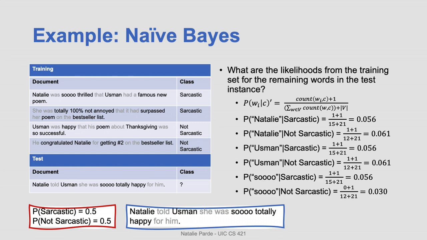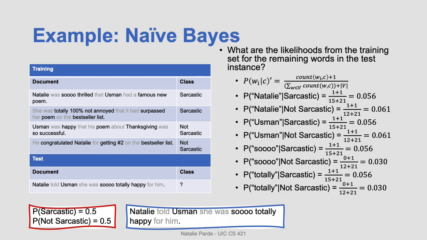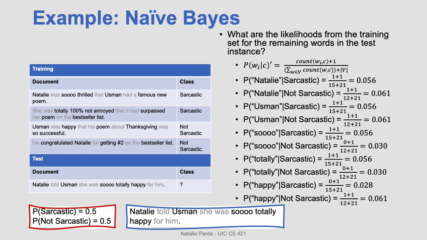We compute likelihoods again for the third word, finding that in this case the word so, with 4 O's, didn't occur at all in the training data for the non-sarcastic class, so it's a good thing we're doing smoothing. We see that that's also the case for the word totally. And finally, we compute likelihoods for happy and see that it occurred in the training data for not sarcastic, but it didn't occur in the training data for the sarcastic class.